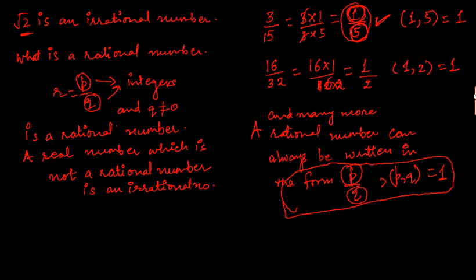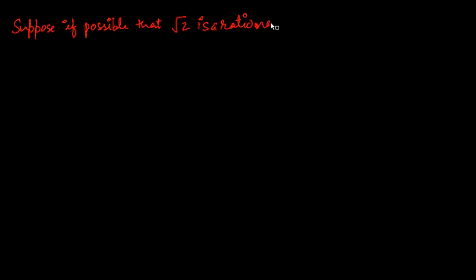We are going to use this when we write a rational number. Now our aim is to prove that root 2 is an irrational number. So I'll assume, suppose if possible, that root 2 is in fact a rational number. Now having assumed that root 2 is a rational number, I can use the above said definition. I can write root 2 is equal to p upon q, where GCD of p and q is 1.